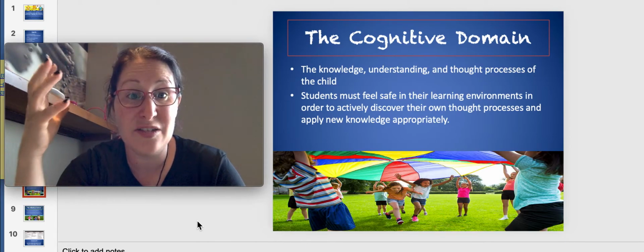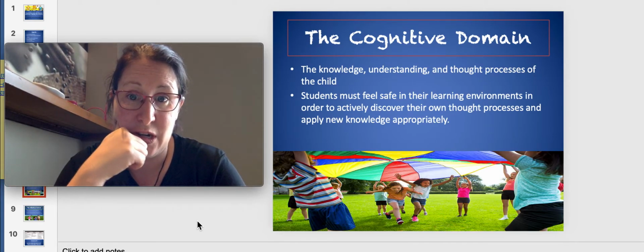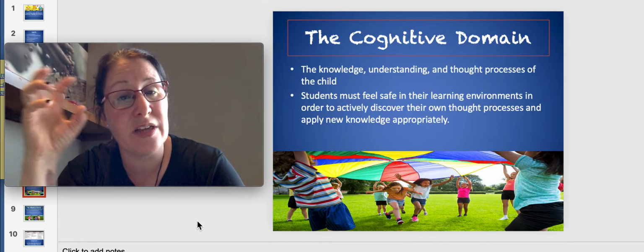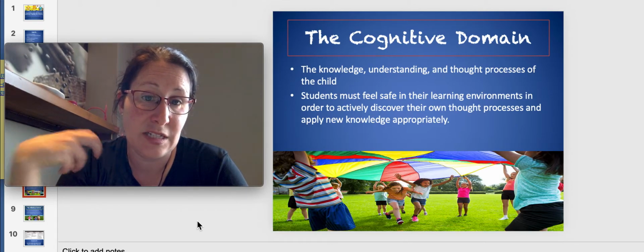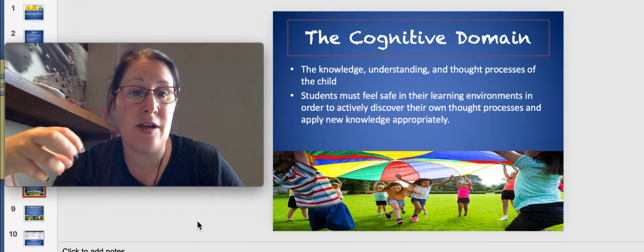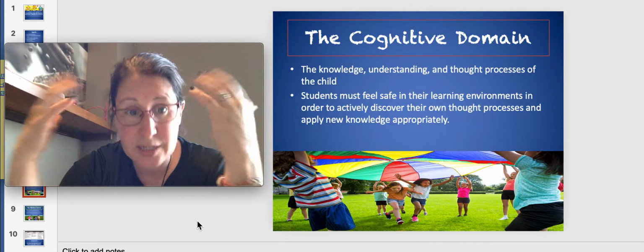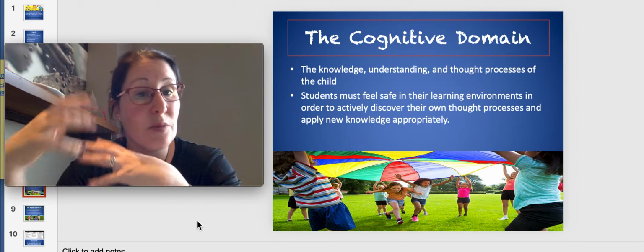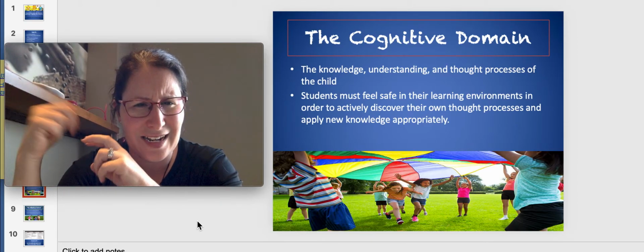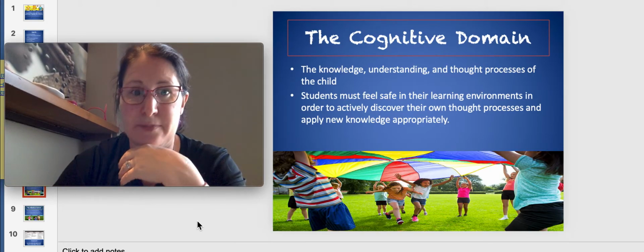Cognitive domain. Play is also one of the richest ways for kids to learn. So this is them beginning to put together their knowledge, understanding, and thought processes when they're feeling safe and when they are feeling comfortable. Their brains will connect with what their bodies are doing. So most of us, in some way, shape, or form, are a little bit kinesthetic in that if the body does it, the brain will remember it.